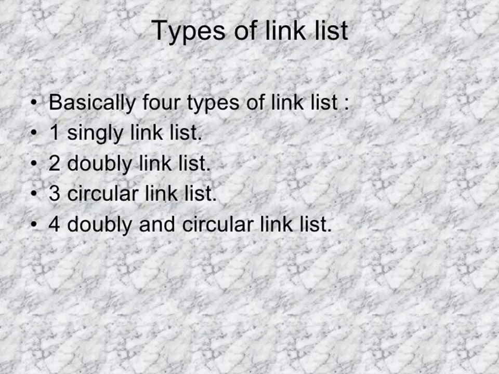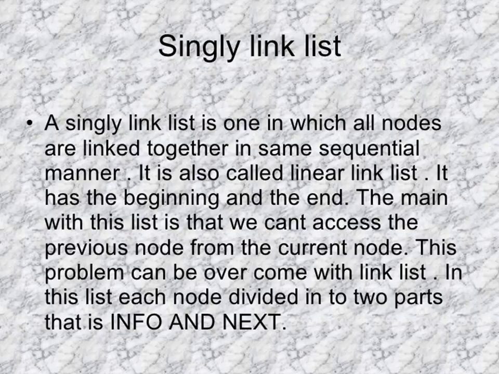Next, the back field of first node is pointing to the last node, and the next field of last node is pointing to the first node. Then we can say that double linked list is in circular. That is called as a double and circular linked list representation.